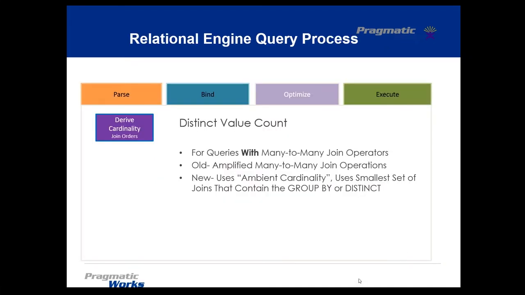All right, oh, and I just did distinct count. So for distinct count, queries with many-to-many join operators, whenever that happens, when you have multiple many-to-many's, under the old, it amplifies the many-to-many join operations, the new uses an ambient cardinality. Essentially what this does is it uses the smallest set of joins, and then it looks by what is contained within the group by and the distinct.